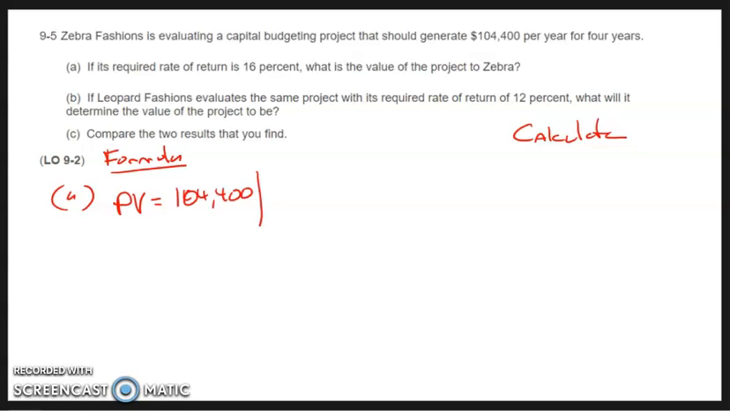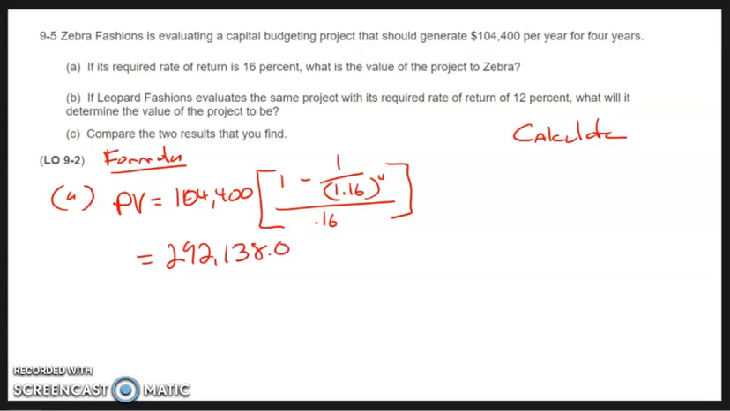$104,400 multiplied by 1 minus 1 divided by 1 plus the rate. So 1.16, and it's for 4 years, so it's to the 4th power, and then we divide all of that by 0.16, and we'll get $292,138.06.